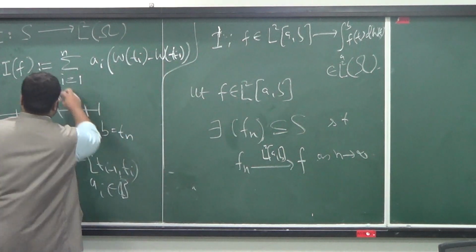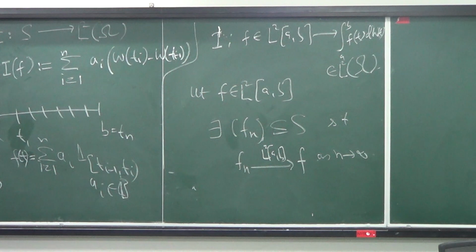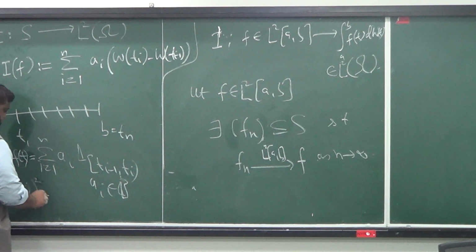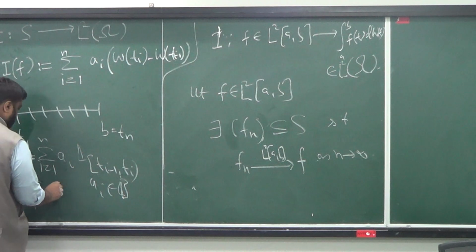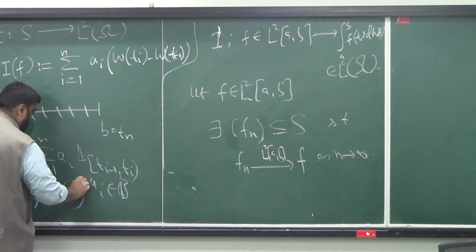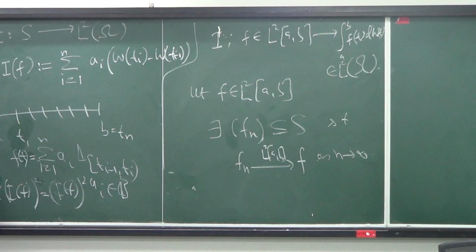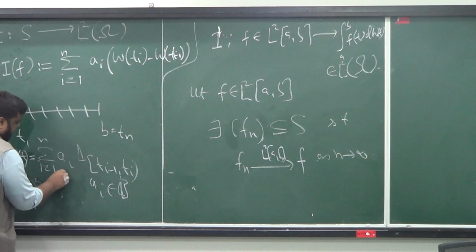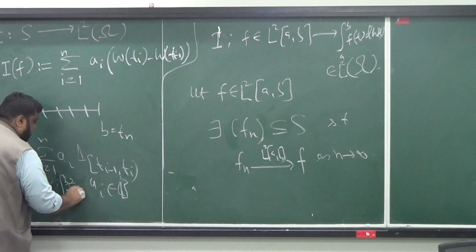This map satisfies an interesting property: if you take I of f, in other words the Wiener integral for the step function, compute the square of it and then compute the expectation, then this is going to be the same as the integral from a to b of f squared of t dt.